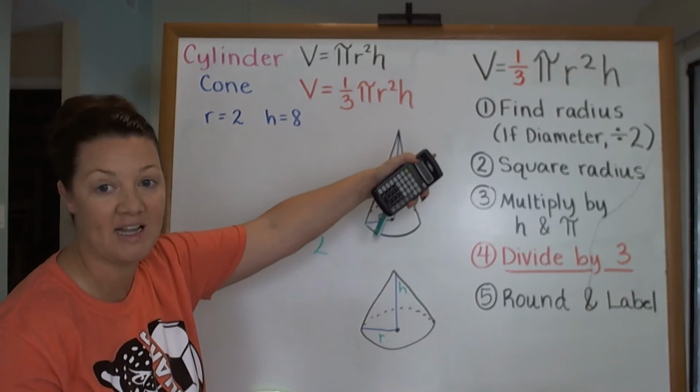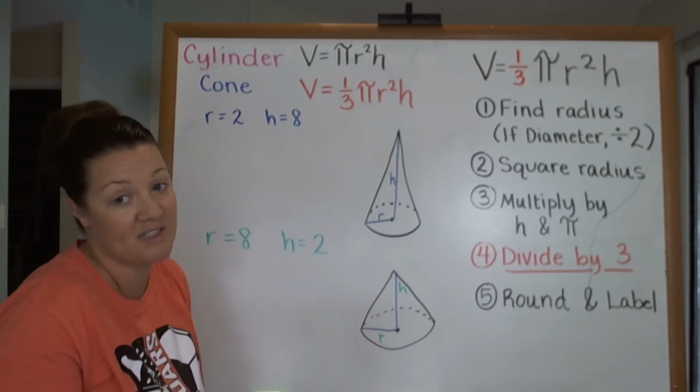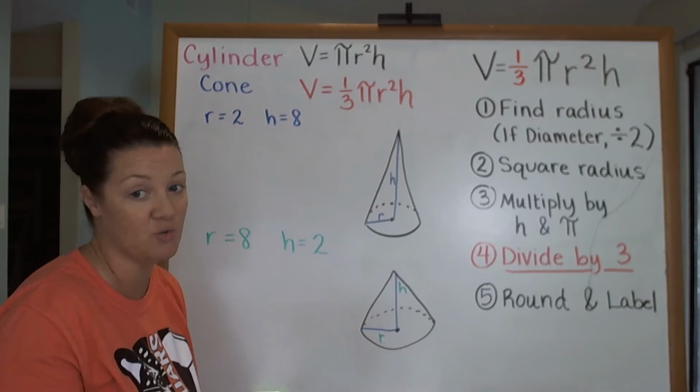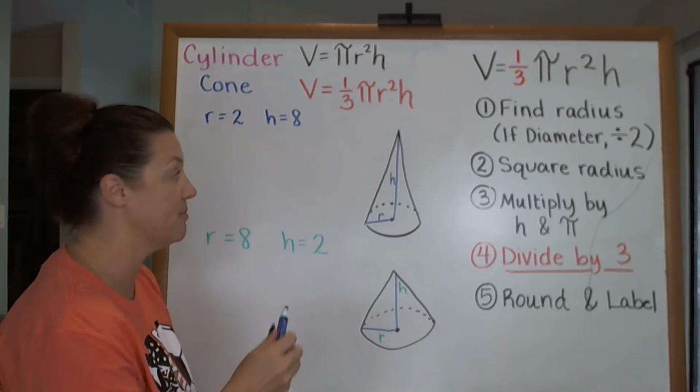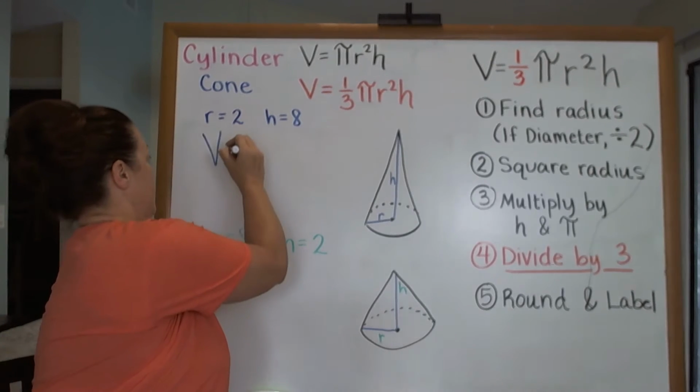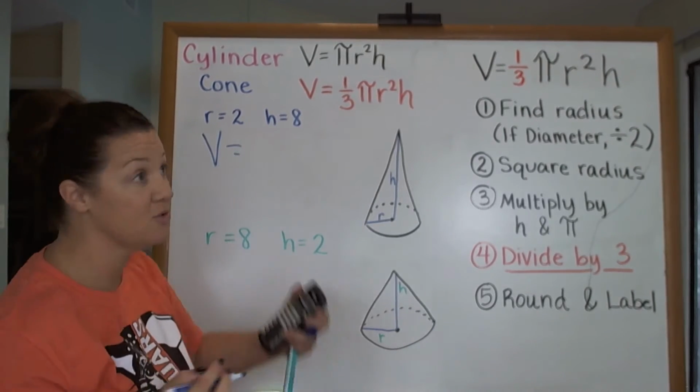So we have radius, not diameter. So our first step is just to find that radius. It's 2. Our second step is to square it. So what's 2 times 2, everybody? Good, 2 times 2 is 4.